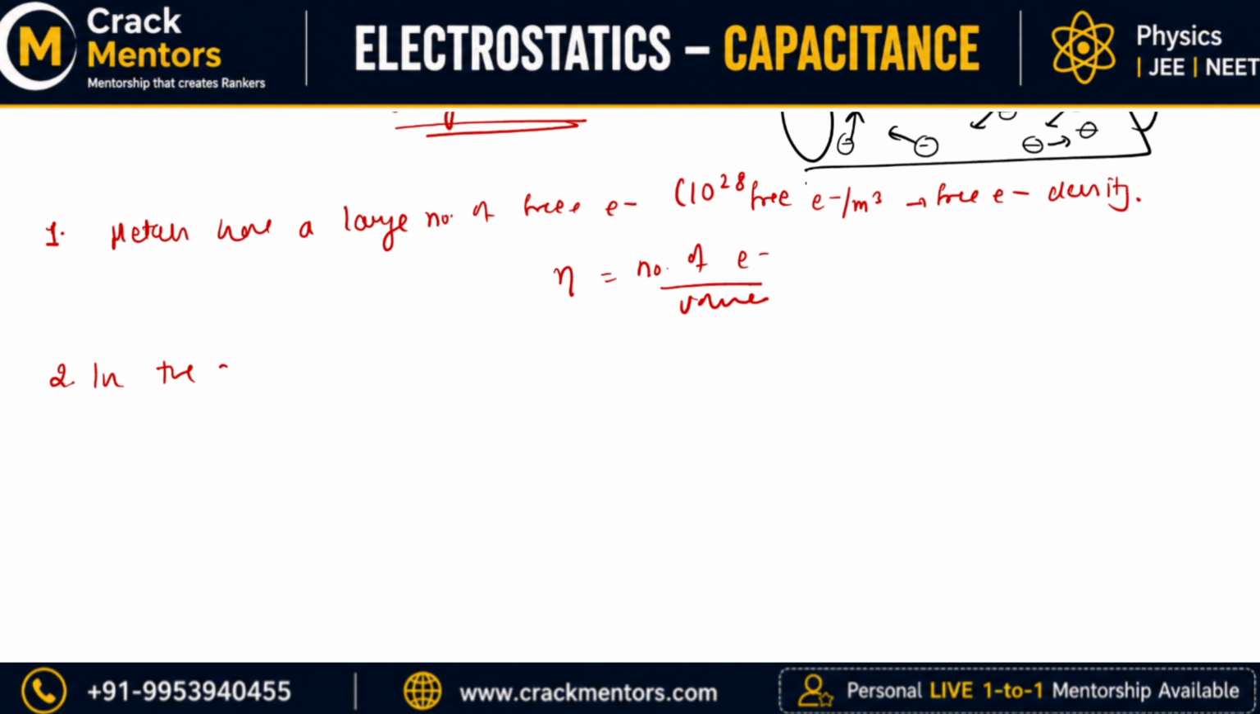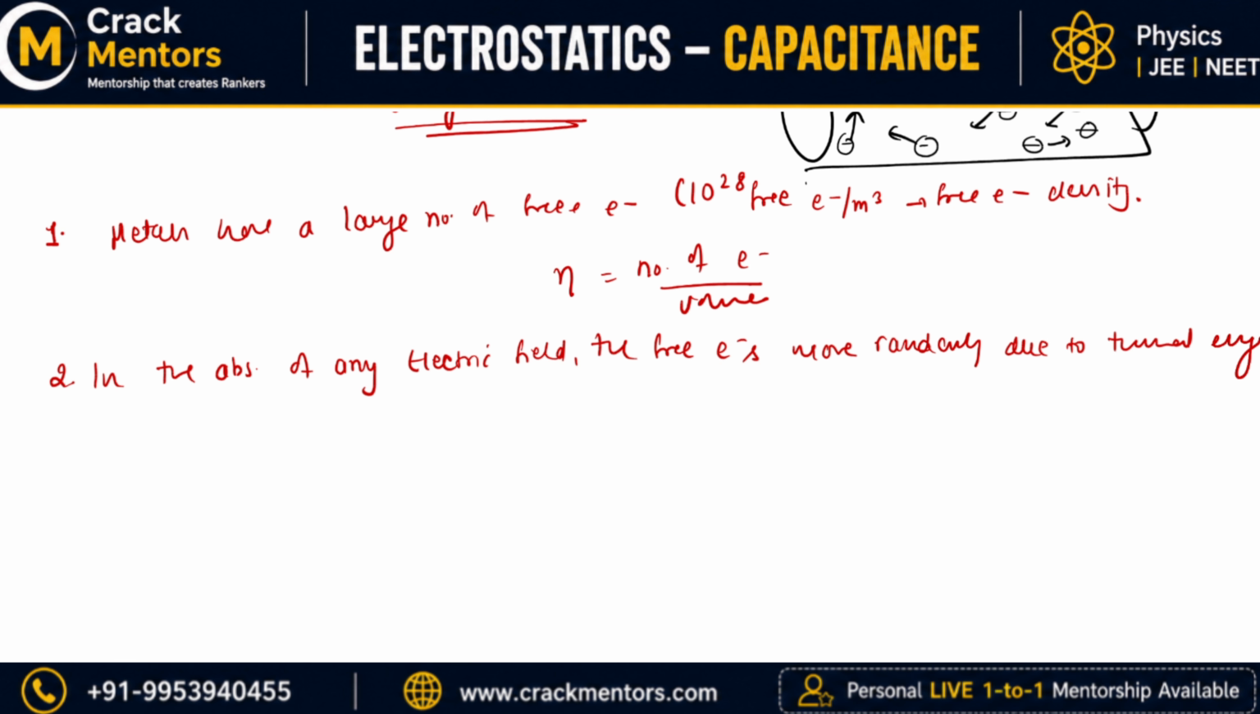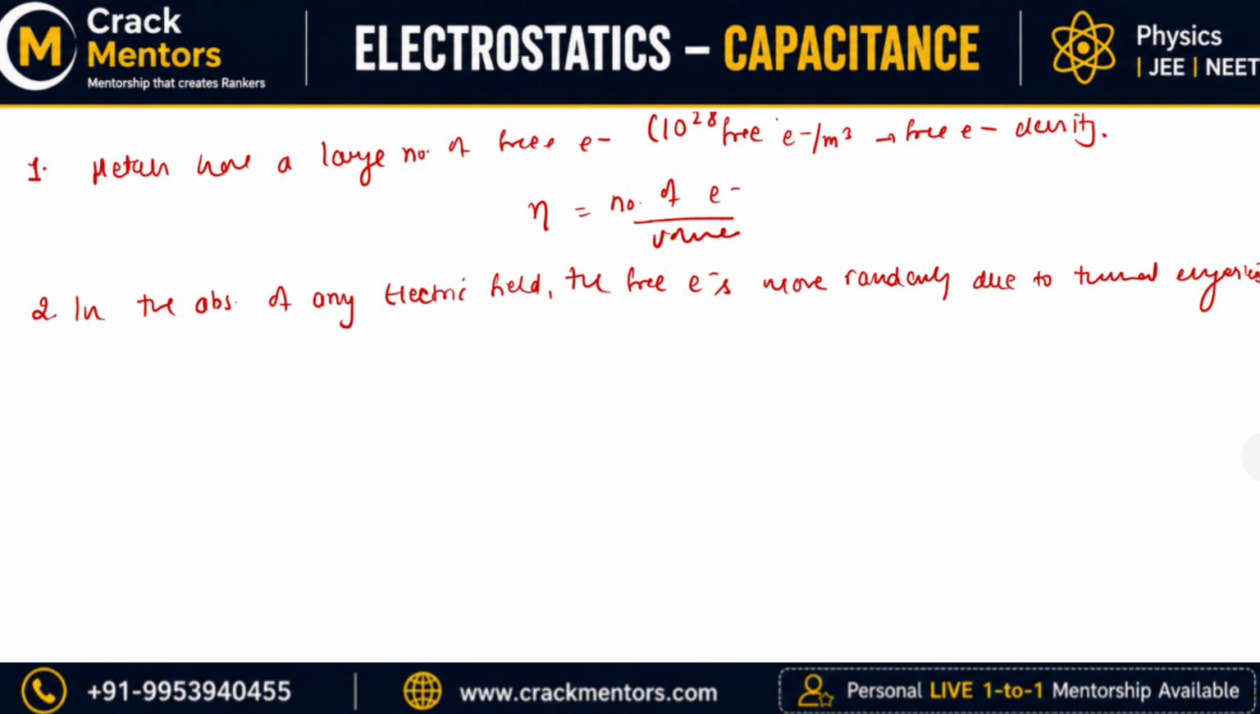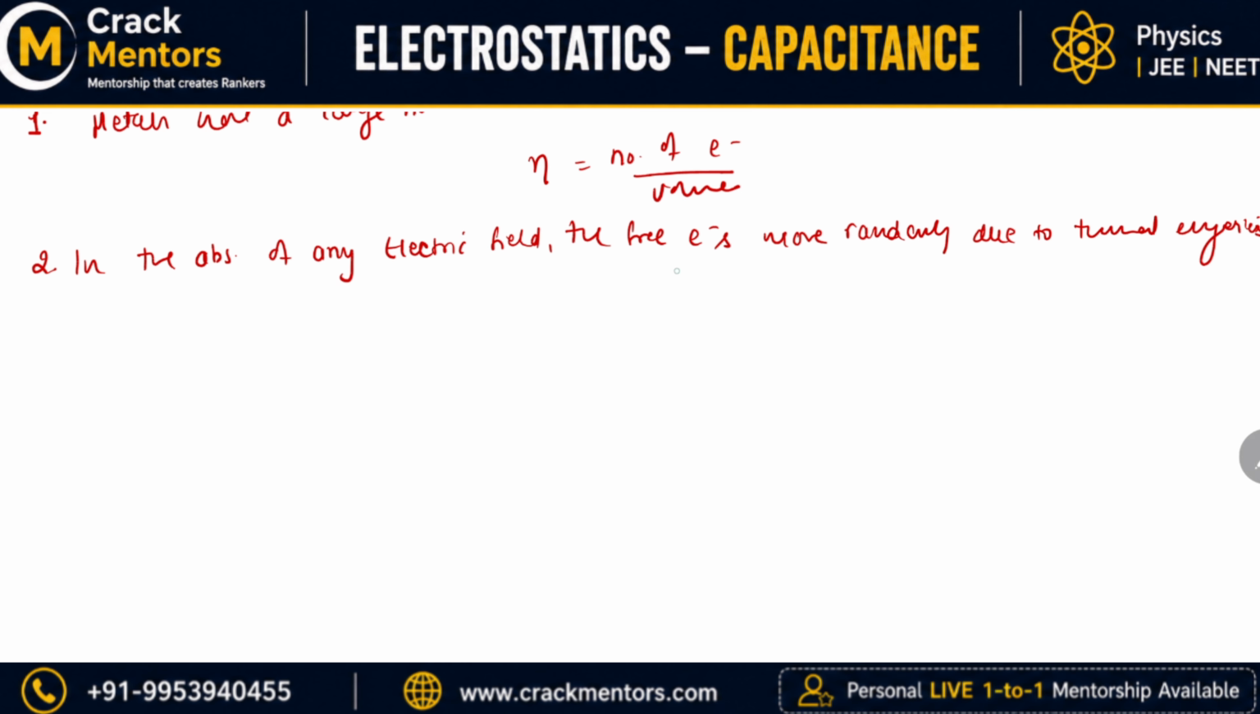In the absence of any electric field, the free electrons move randomly due to thermal energy. As I have stated, they will keep on moving even if nothing is there. What is the reason behind this? The reason is thermal energy, the heat energy that is present inside it. So what does it mean? It means that they are moving randomly. The most important word here is that the electrons are moving randomly.